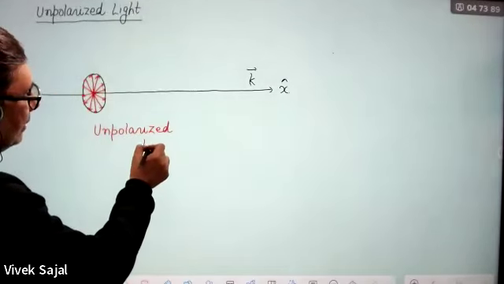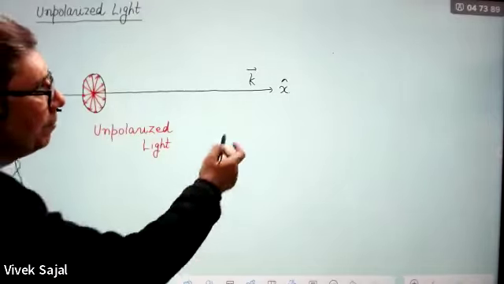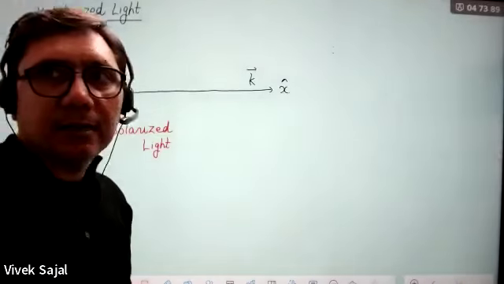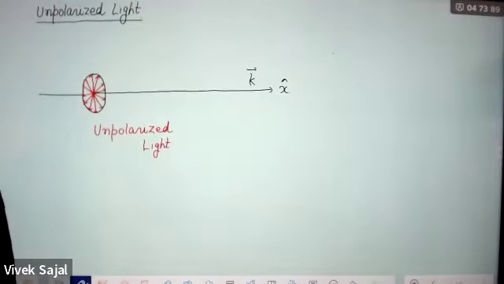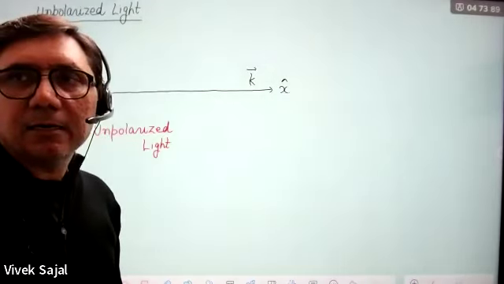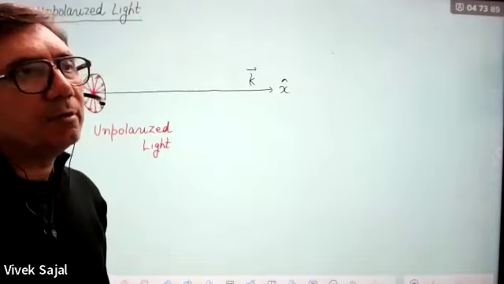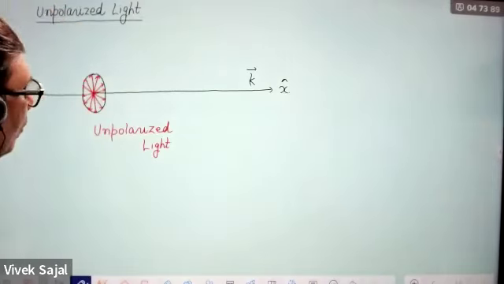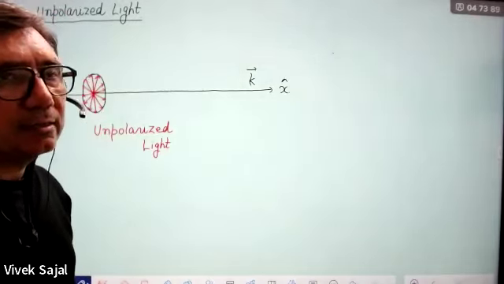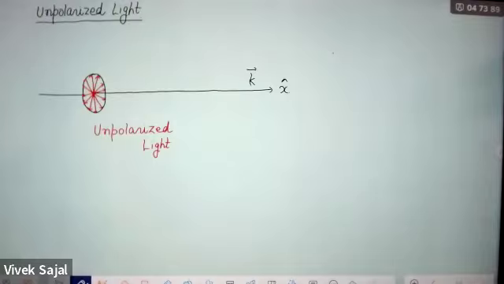So unpolarized light is having electric vector in all possible directions perpendicular to the k vector. You can write here: unpolarized light has electric vectors in all possible directions perpendicular to the k vector.